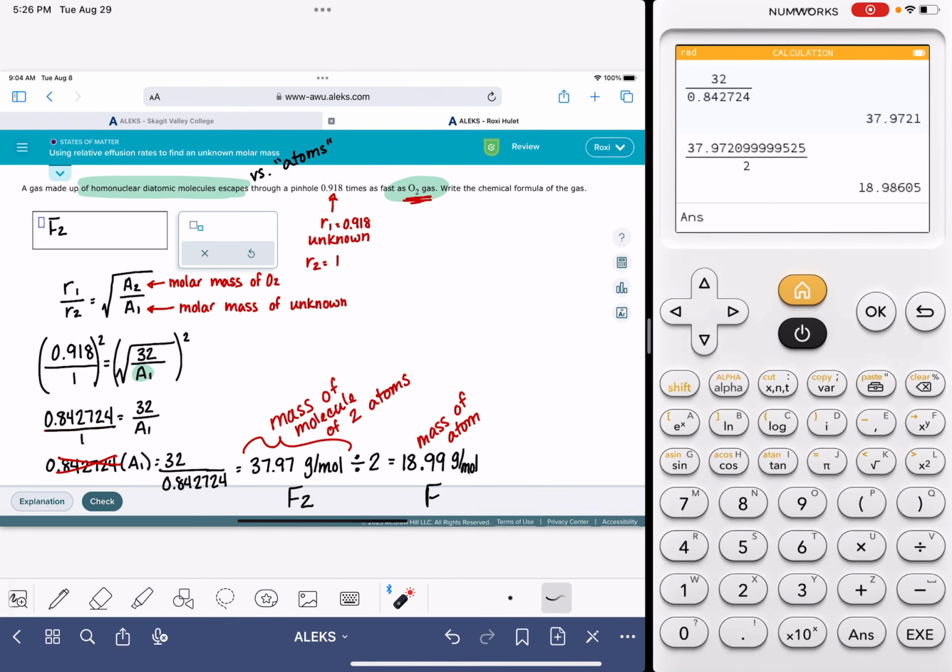This last little step right here is going to be the trickiest part of this problem, especially if you're dealing with the homonuclear diatomic. If you're dealing with the homonuclear diatomic, the value that you get of A1, you're going to need to divide it by 2 to get the individual atom so that you can identify that individual atom, but then also don't forget that there are 2 of them in the molecule, and that's what the answer is to the problem.